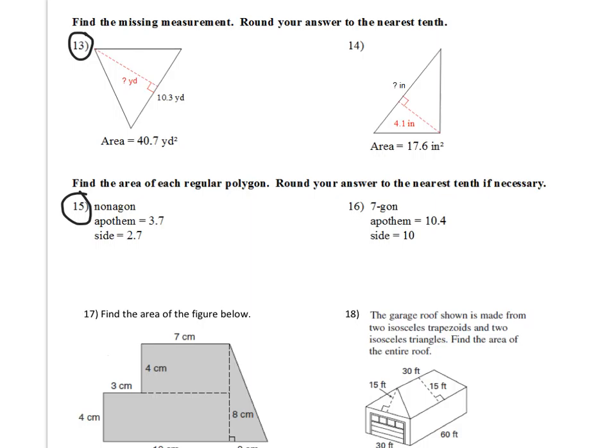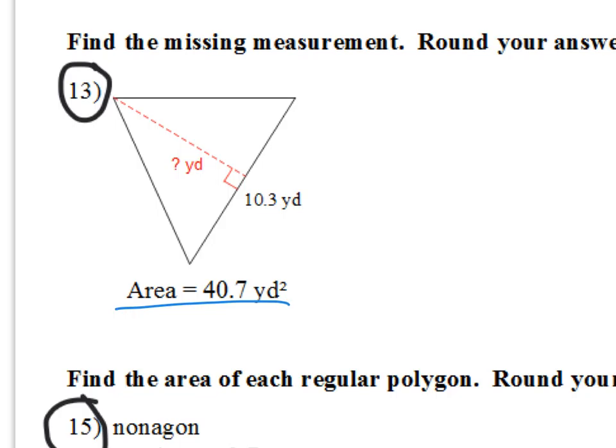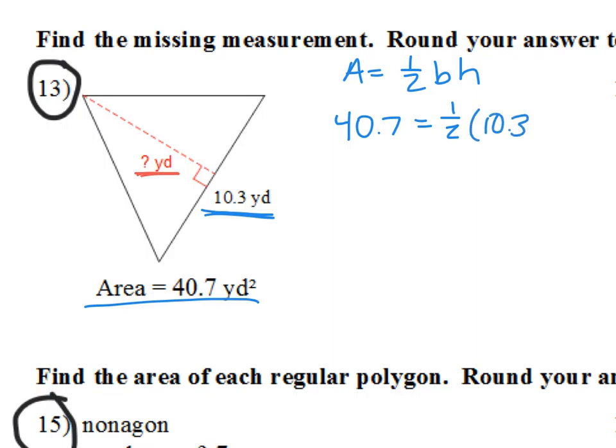Let's do just a couple more. Number 13. Now we're given the area, they tell us the area right here, and we want to use the formula and work backwards to find the missing side. What we're missing is our height. We know our base. So our formula is area equals 1/2 base times height. If we plug in what we know, the area is 40.7, and that has to equal 1/2. Our base is 10.3, and then we are missing our height. That's what we want to solve for.